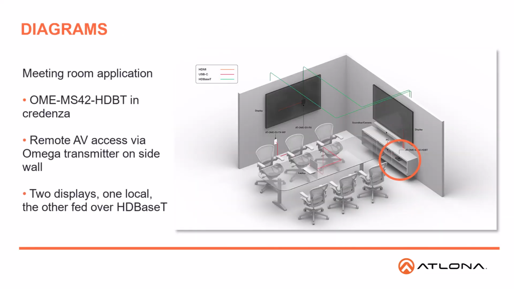This product is great for modern meeting rooms with 2 displays and minimal furniture. You can tuck away the MS42 HDBT in the credenza. AV input access can be provided on a wall near the table. The matrixed HDMI and HDBaseT outputs allow integration with displays on the near or adjacent walls.